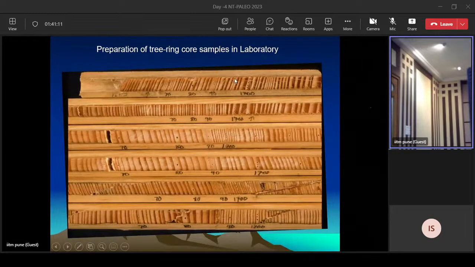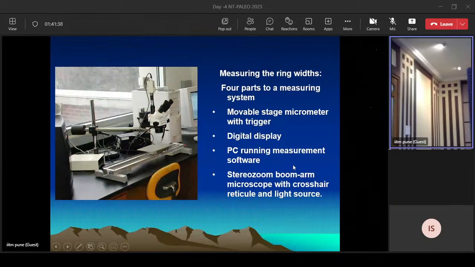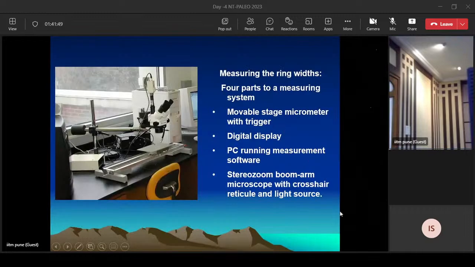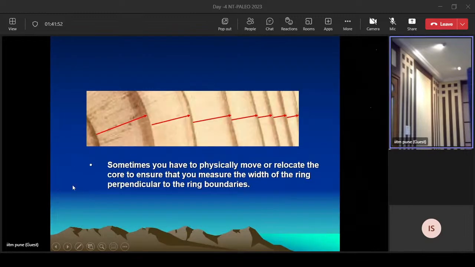And how to prepare these samples? They are taken to the lab, and they are mounted on the mount. Then they are polished to the desired smoothness, and they are numbered. Then measuring the rings. You know this, you have seen this. In the measurement, you have to take the perpendicular distance from one ring to the other.